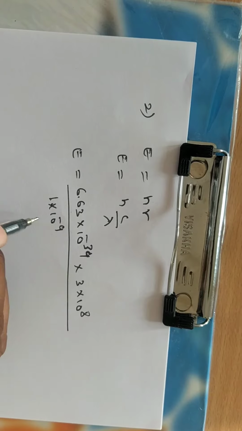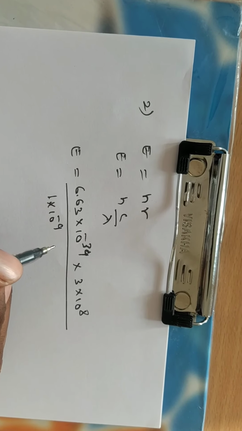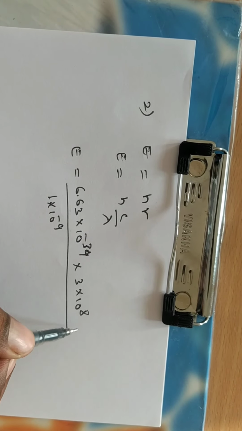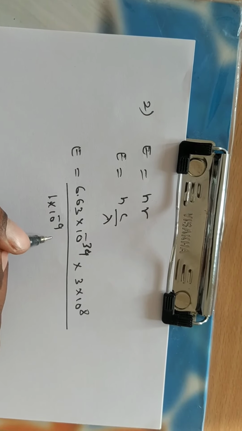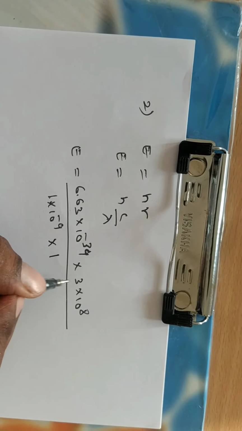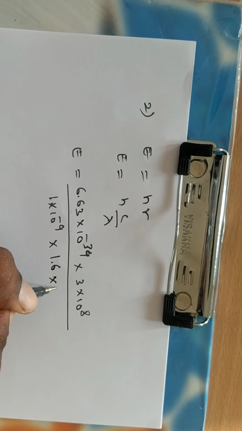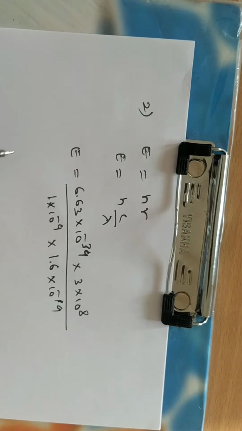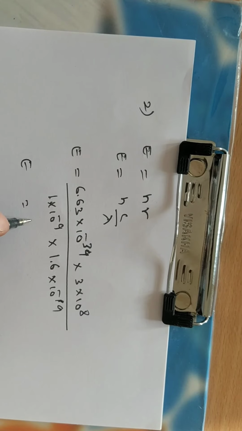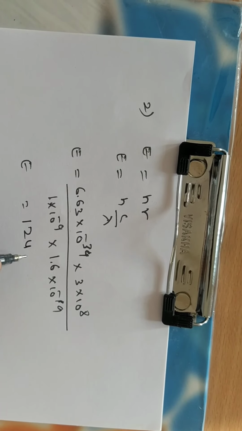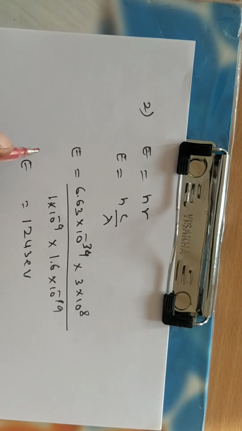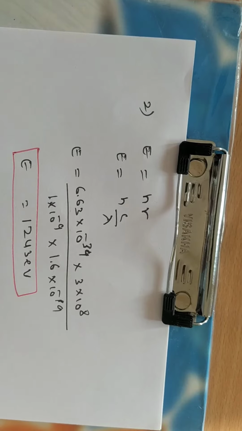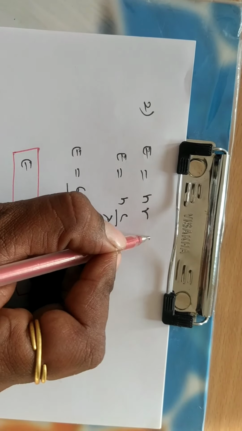Okay, this one is the value. In terms of energy, it is in joule. It converts to electron volt, means divided by 1.6 into 10 to the power of minus 19. Its answer, E is 124.3 electron volt. Energy we converted from joule in terms of electron volt.